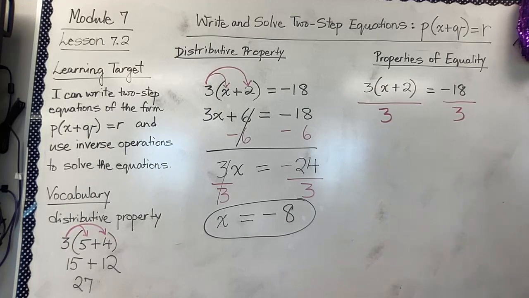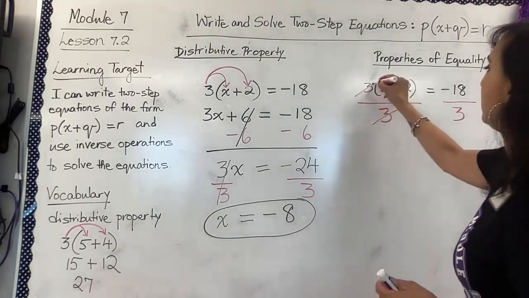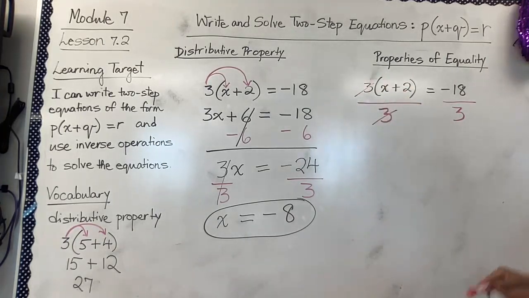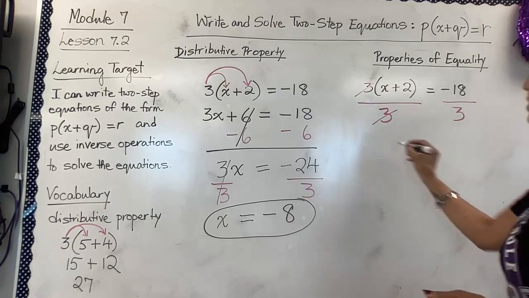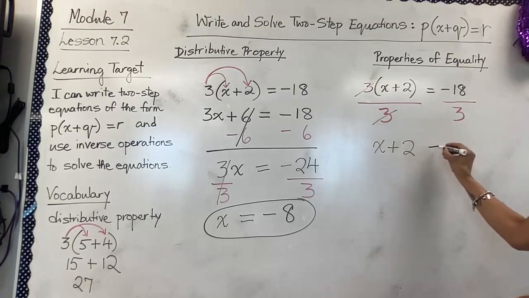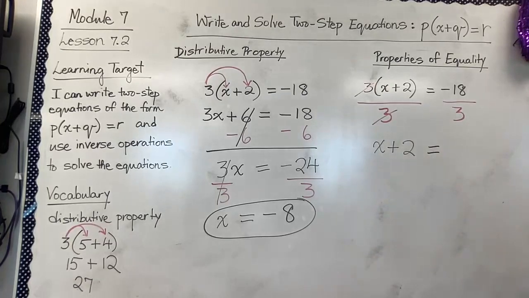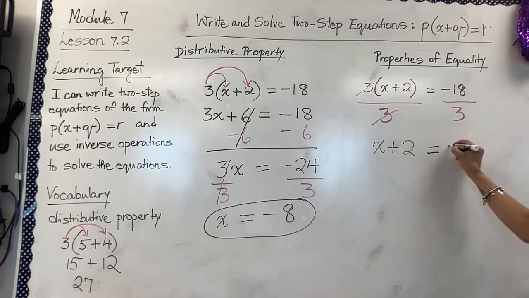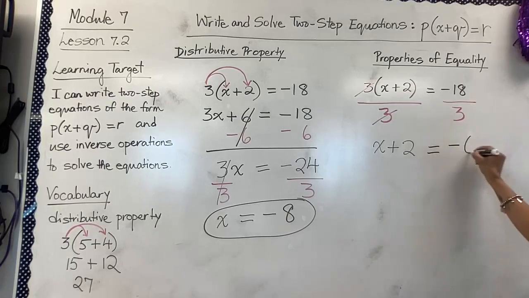All right. So then this and this is 1, right? And so what I'm left with is x plus 2 is equal to negative divided by positive, which is going to give me a negative quotient. So this is going to be negative, and 18 divided by 3 is 6. All right. And now it's a one-step equation.